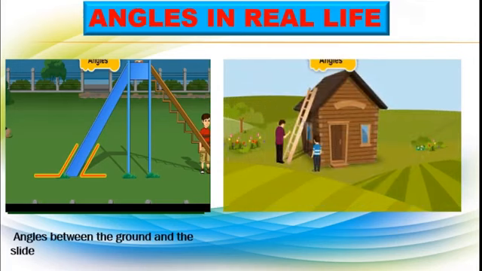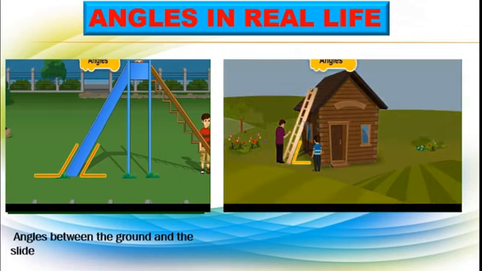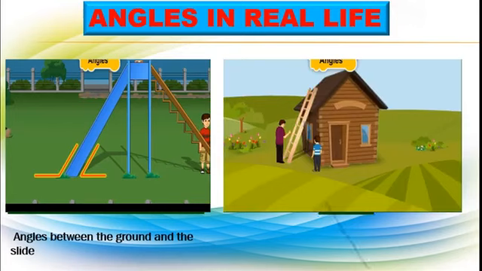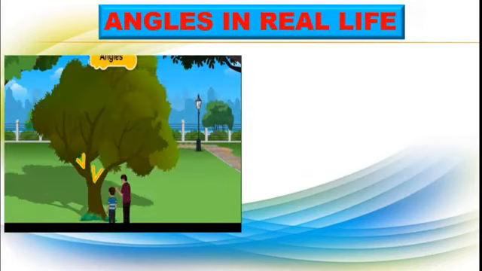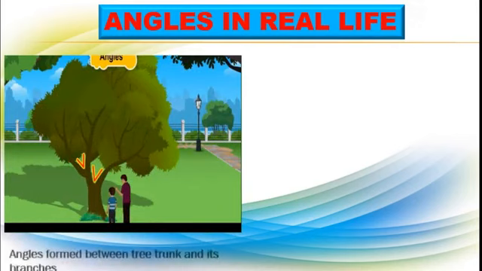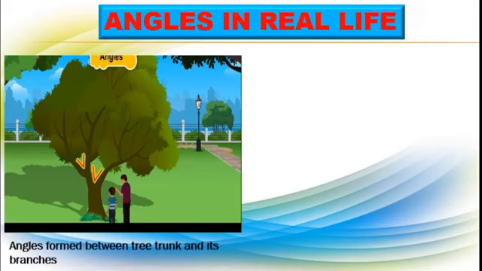In one more picture, we can see a house and a ladder. Here also, where the ladder and the ground meet, we can see the angle. See this. Here we can see angles formed between the tree trunk and its branches. You can see two angles are formed in two places, between the branches and the tree trunk.